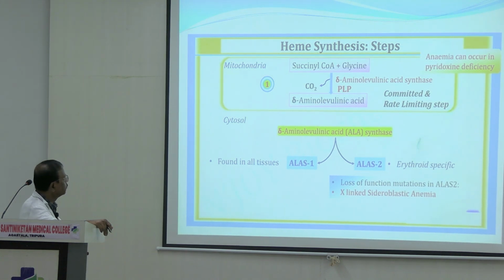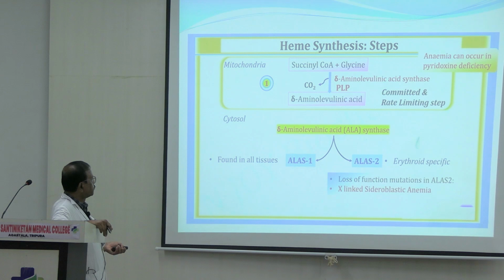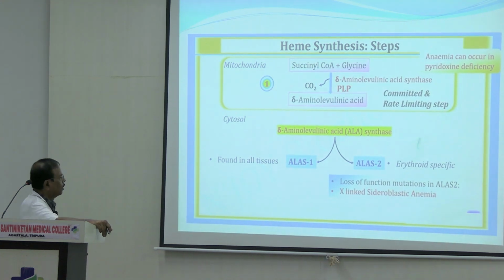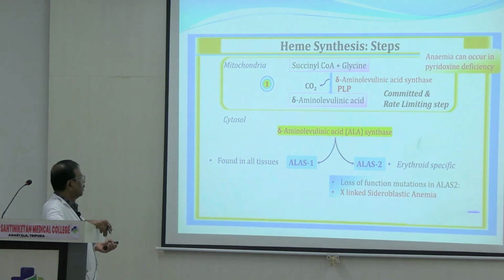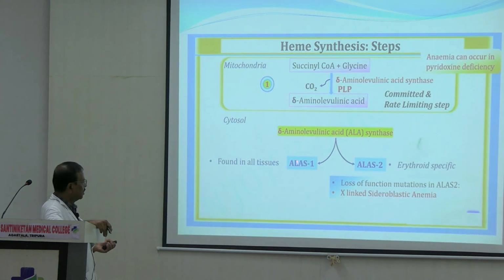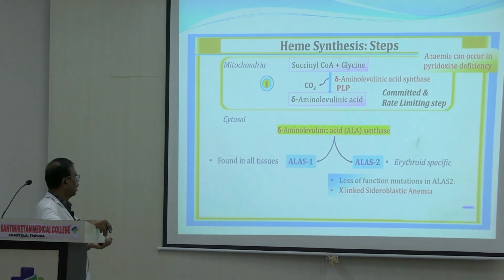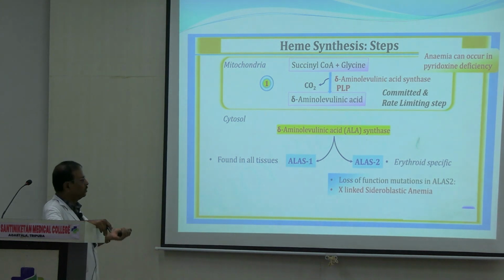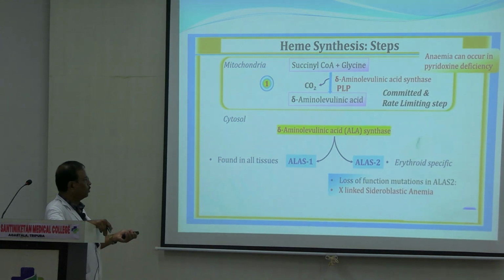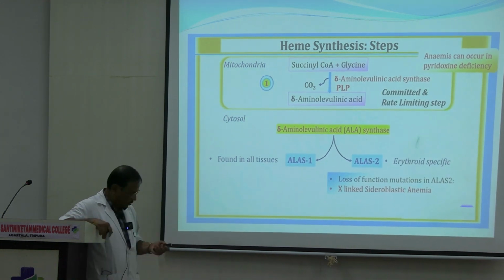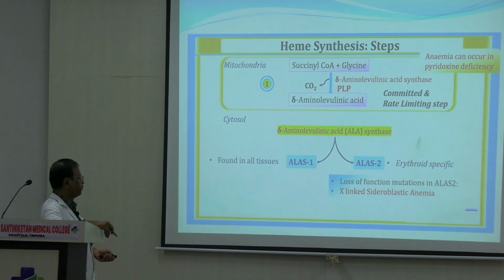Now see, this is the committed and rate limiting step of heme synthesis. This delta aminolevulinic acid synthase has two isoenzymes, ALAS1 and ALAS2. ALAS1 is present in all tissues and ALAS2 in erythroid specific cells, meaning in the bone marrow.